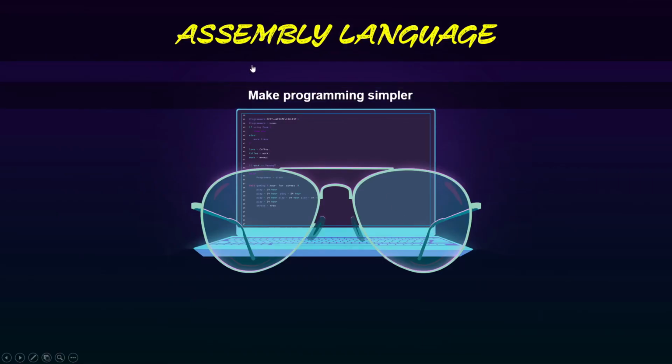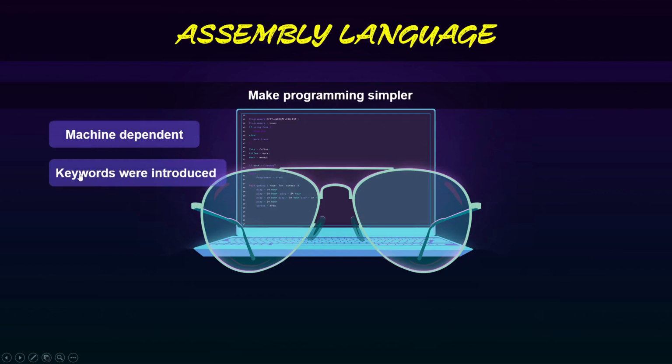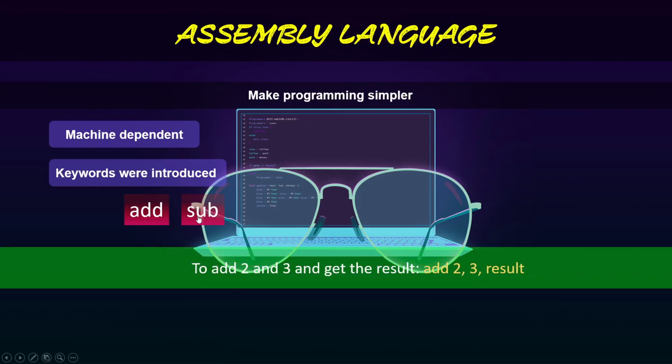Let's now discuss the assembly language. It was created to make programming simpler. First of all, it is also machine dependent and in assembly programming language, keywords were introduced. For example, we have a keyword add for performing addition operation and a keyword sub for subtracting two numbers and a lot more. So programming becomes a little bit easier.